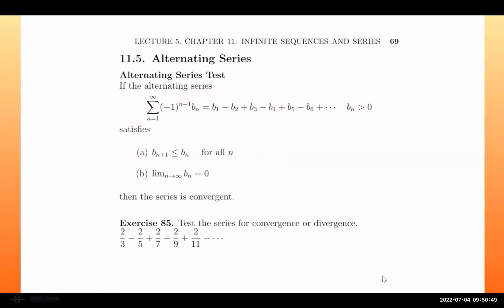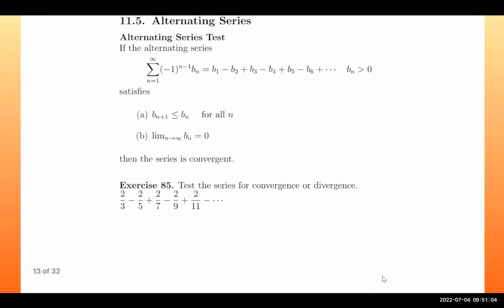This is section 11.5, alternating series. For the alternating series test, we're looking at a series that has a (-1)^n exponent, or (n-1) exponent. We need to just focus on b sub n. And if we can show that these two conditions are met, then we can conclude that the series is convergent.